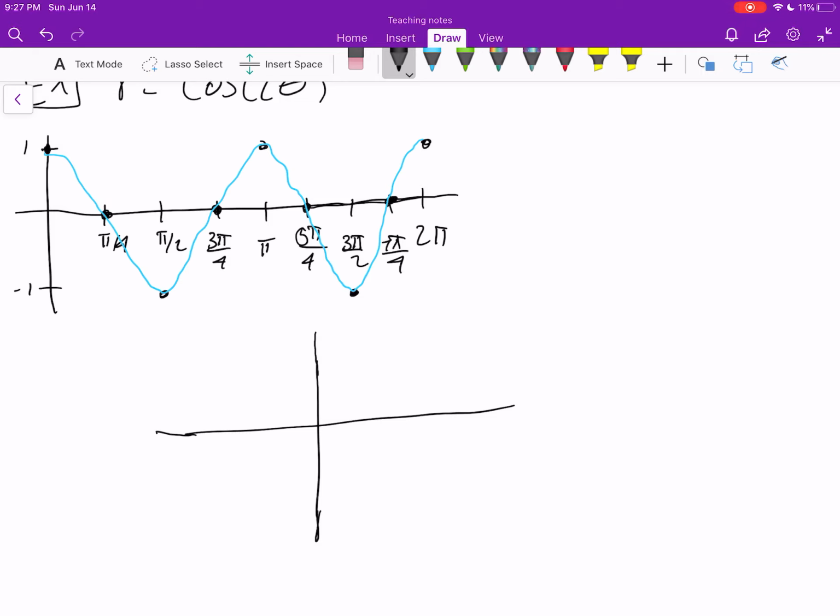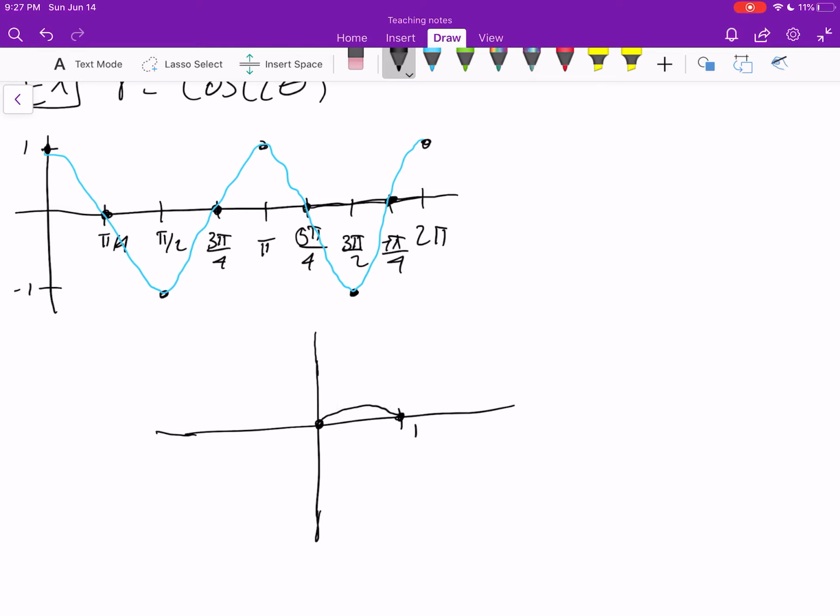So at theta equals 0, I'm at the radius 1. So that's going to be on the x-axis, the distance 1 here. At theta equals pi over 4, I'm at 0. So I go from here to here. And my radius, my distance from the origin, is decreasing when that happens. So that's going to look like that.